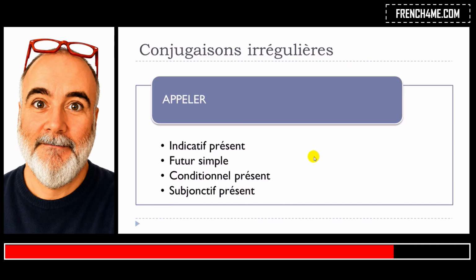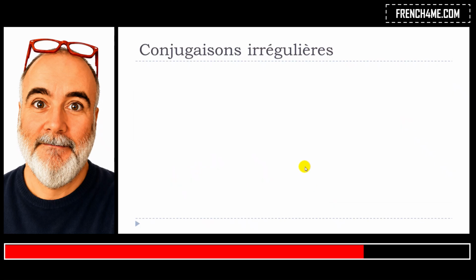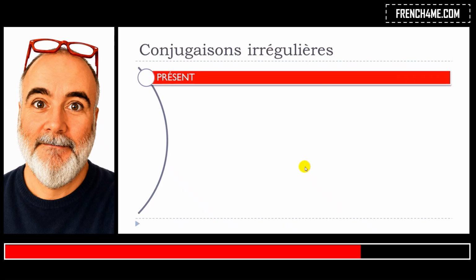It does mean that for all the other tenses, appeler will follow the rule of the construction of conjugation of the verbs from the first group, ending with er, but for these tenses it will be a bit different, and that's exactly what we'll see in this video. And we'll start, of course, with the present form.